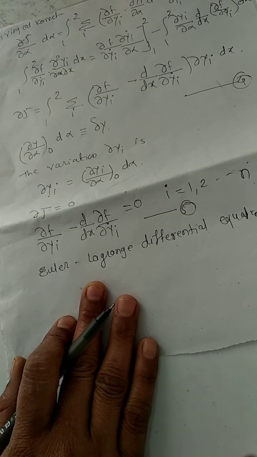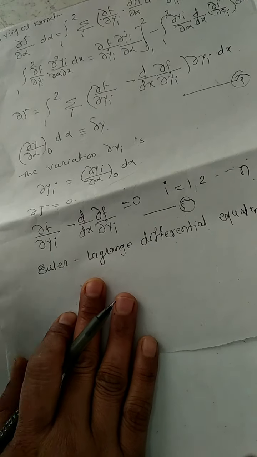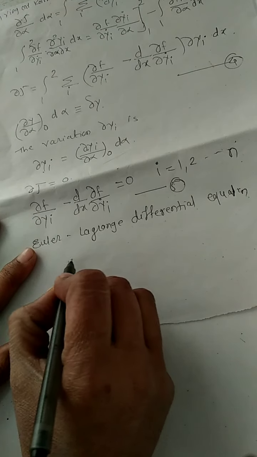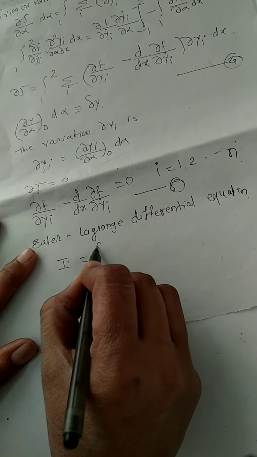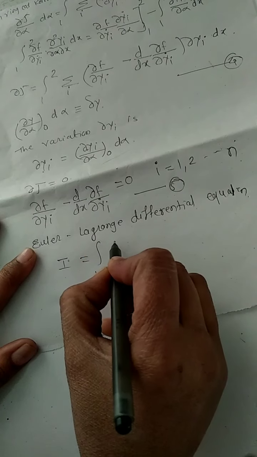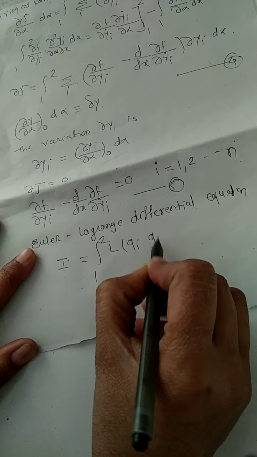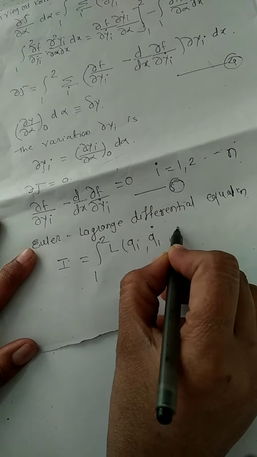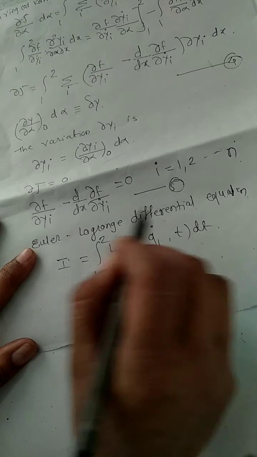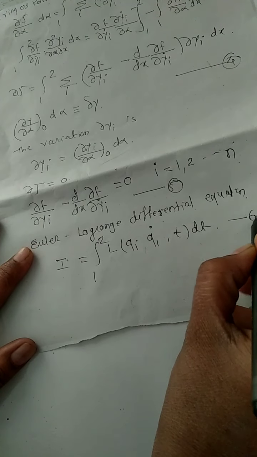And finally, it is possible to consider variations in which the end points are not held fixed. For present purposes, we have derived what is sufficient for the integral in Hamilton's principle, and Hamilton's principle is given as I is equal to the integral from 1 to 2 of L of qi, qi dot, t dt. This is equation number 6.